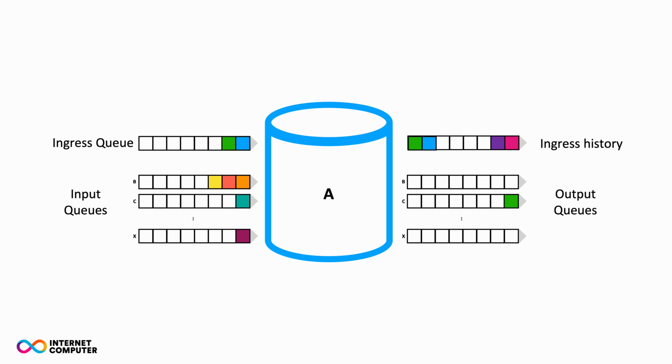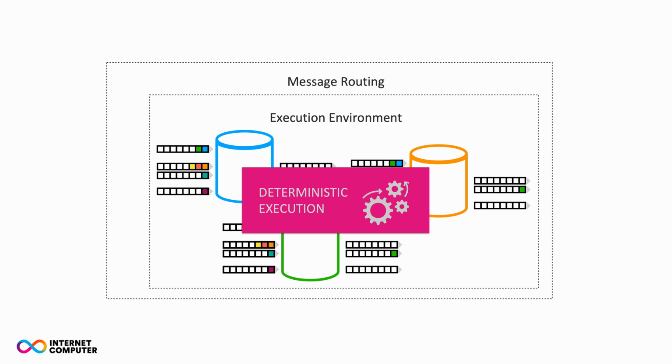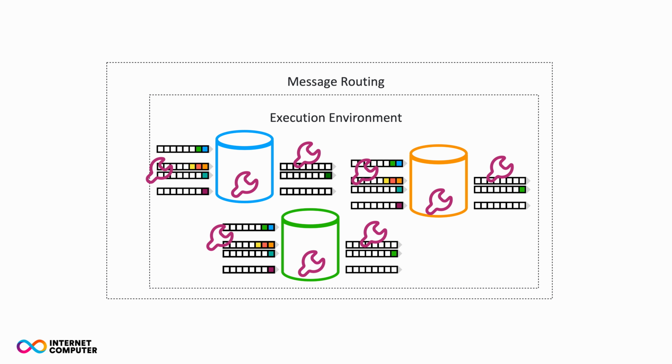When message routing receives a finalized block, it extracts the messages from the block and inserts them into the corresponding queues of the respective canisters. Next, the execution environment takes these queues and the canister state and processes some messages from the queue. The execution of these messages must be deterministic, so all nodes end up with the same state. After execution, processed messages are removed from or added to queues, the ingress history is updated, and the replicated state of the relevant canisters is modified.